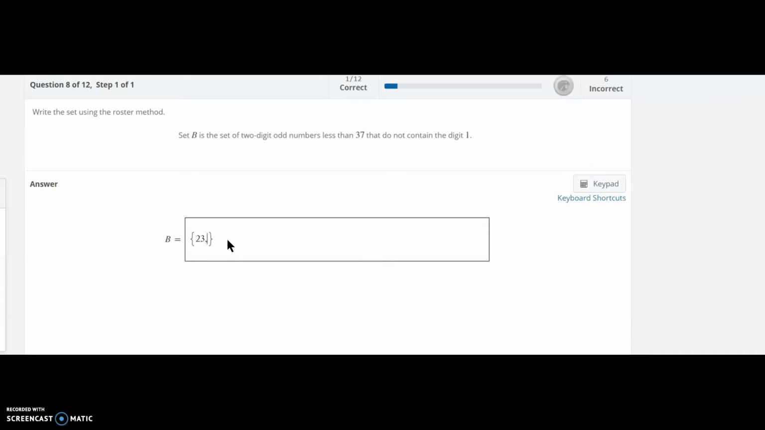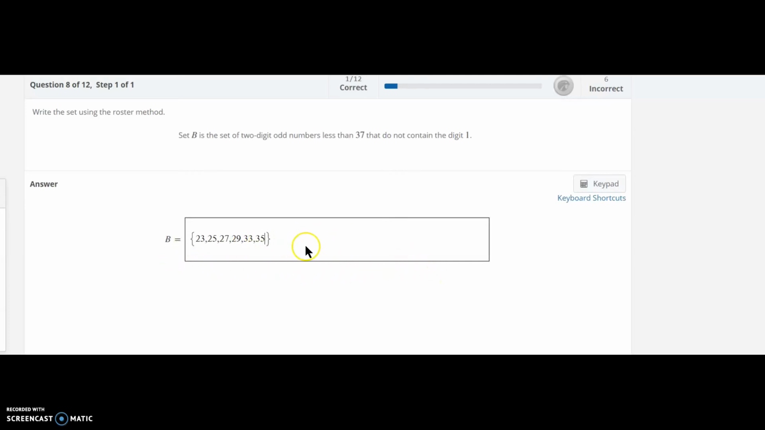Okay, so 23, 25, 27, 29. This is kind of tedious, but whatever. What's next? Yeah, I wanted to do 31. And if we were working on this together, one of us would have caught it, right? So 33, 35, and then it says less than 37. It doesn't say less than or equal to, it says less than. So we're done.